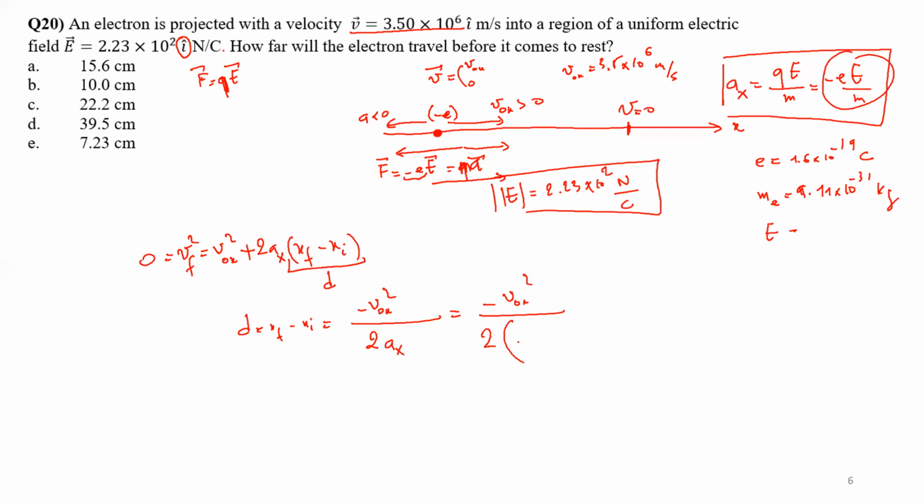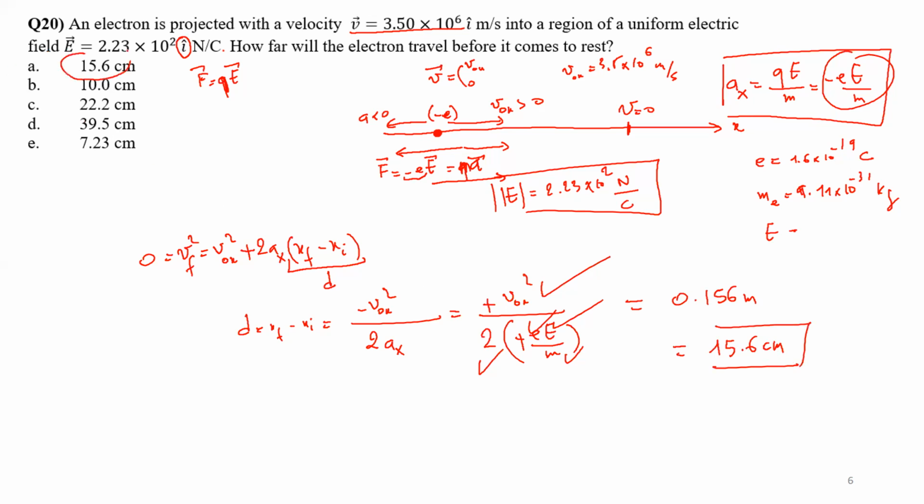I know a_x is just this. I will plug it here. I now have minus e divided by m. Of course, the minus goes away because the distance is positive. And I know v naught x, I know 2, I know e, I know E, I know m. I calculate everything. This will give me a distance of 0.156 meters, which is 15.6 centimeters. Which is this answer here.